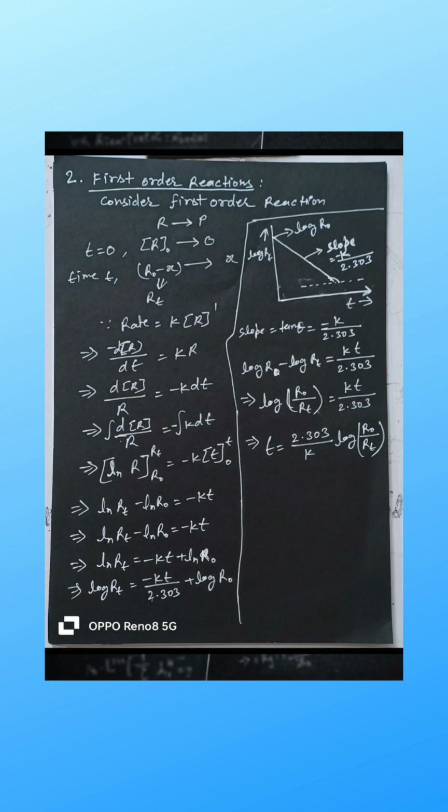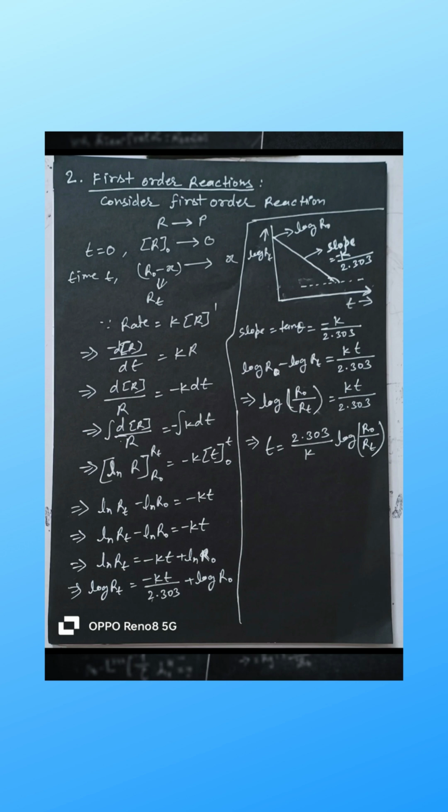Now, the rate law for first order reaction says, rate is equal to K multiplied by concentration of R. Here, K is the rate constant. Rate of reaction also means decrease in concentration of R with time. So we say, the rate of decrease of R with respect to time is equal to K multiplied by R. Because R is decreasing, we put a negative sign. Now we rearrange the equation. We bring concentration of R on one side and time on the other side.